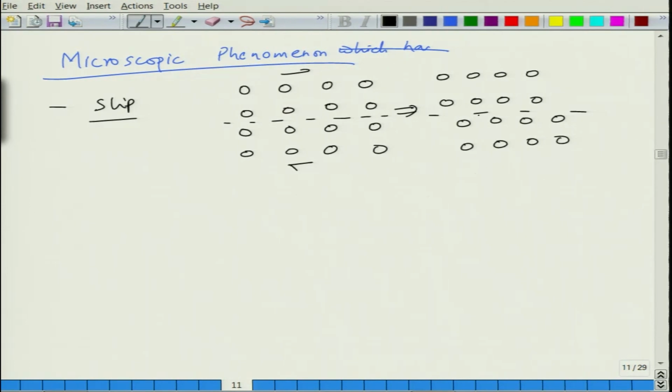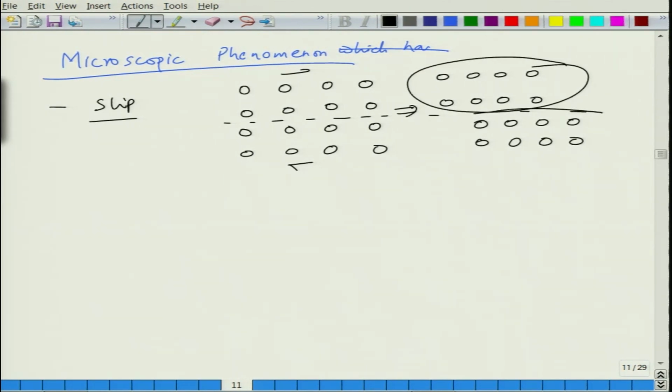Sorry, let me draw the final position. So the bottom part moves with respect to the top part by one step. This is the top part slipping against the bottom part. So there is a relative movement along the direction of shear stress of one half of the atomic plane with respect to the other half. This is called a slip of atoms against each other. How this phenomenon of slip happens, that we will see.